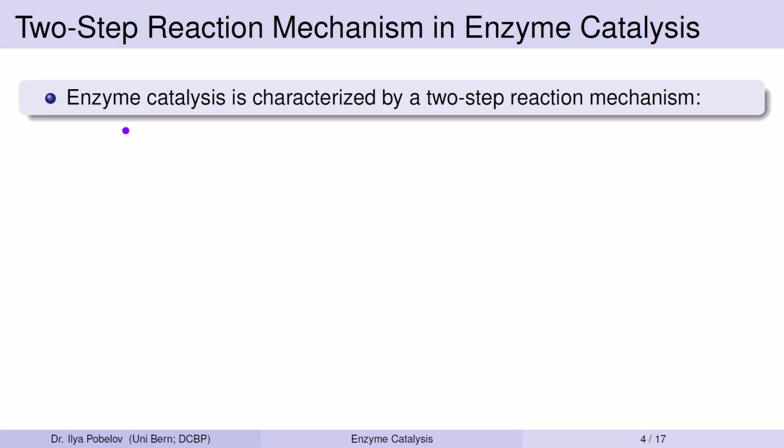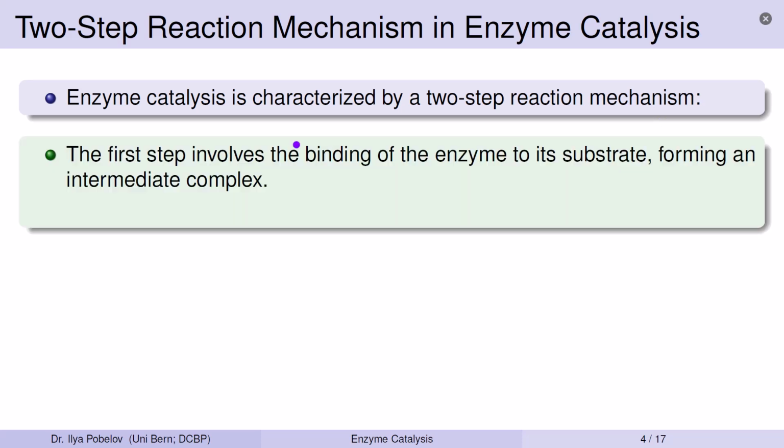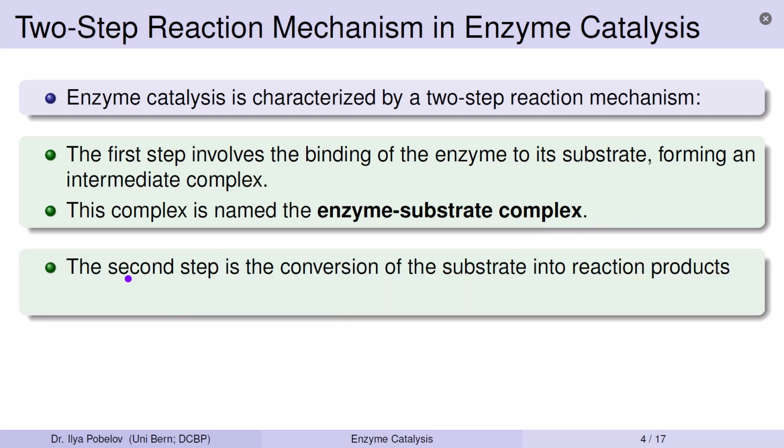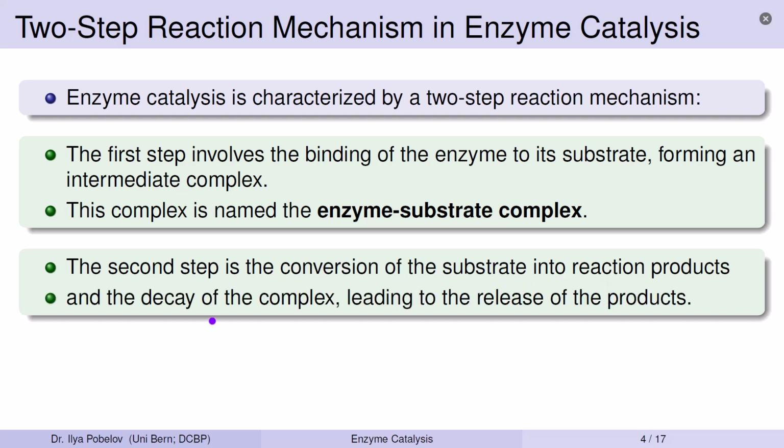Enzyme catalysis is characterized by a two-step reaction mechanism. The first step involves the binding of the enzyme to its substrate, forming an intermediate complex. This complex is appropriately named the enzyme-substrate complex. The second step is the conversion of the substrate into reaction products and the decay of the complex leading to the release of the products.